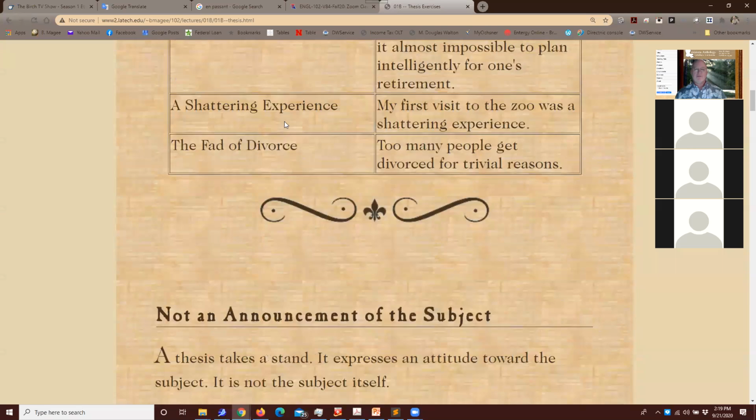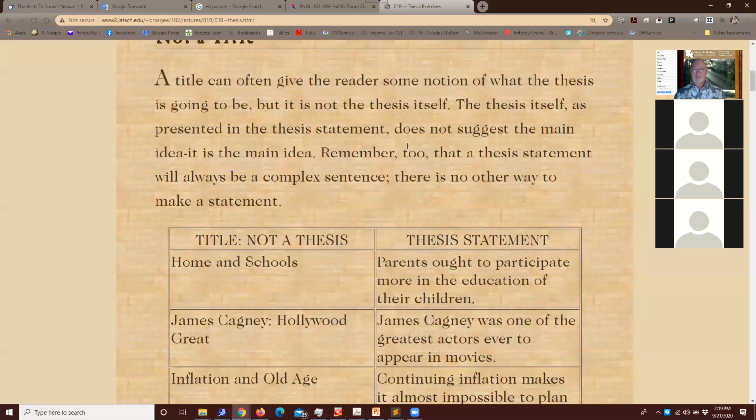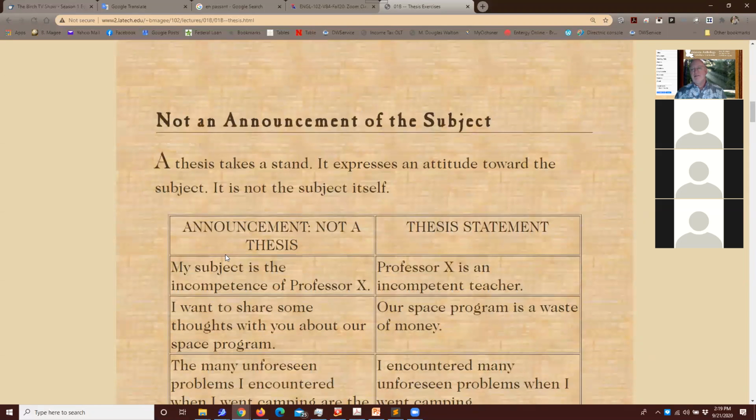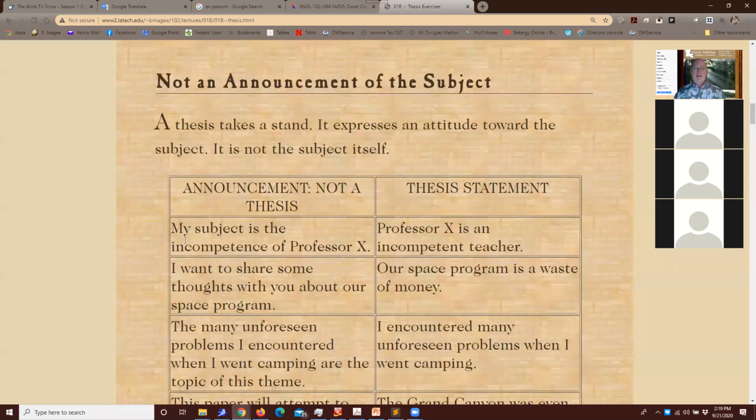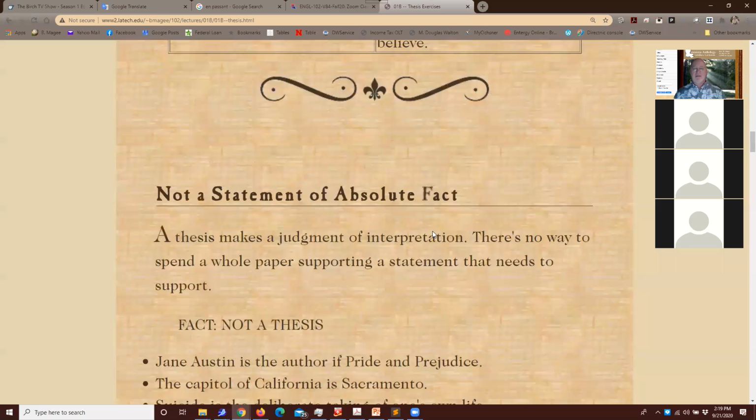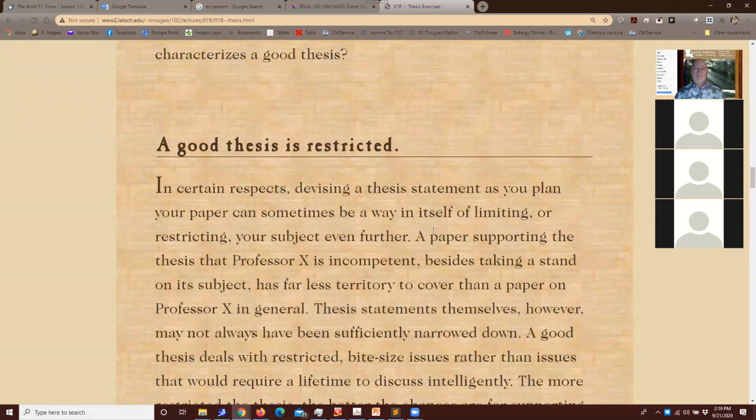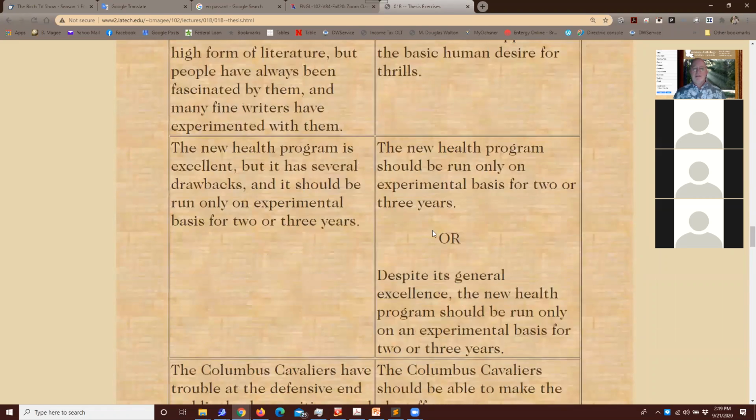So the first one is a title, not a thesis. So that one needs to be reworded to be a sentence that states an opinion. This one needs to be reworded so that it still states an opinion, but it's in the simple declarative sentence form. And it's not just announcing what you're talking about. It's also not a statement of fact. So it's something you need to prove. Okay, let's skip those for now, the good thesis statements.